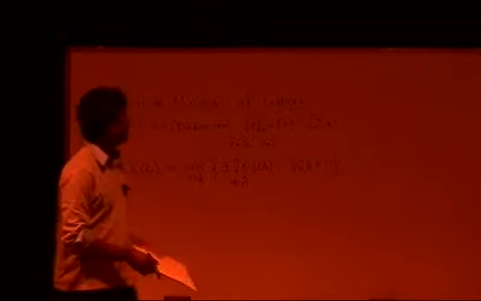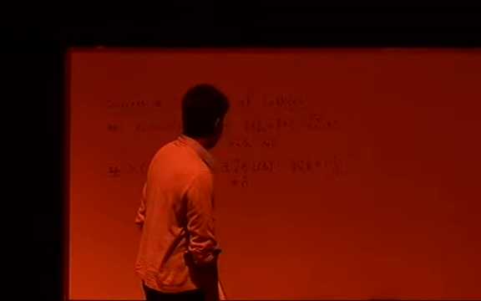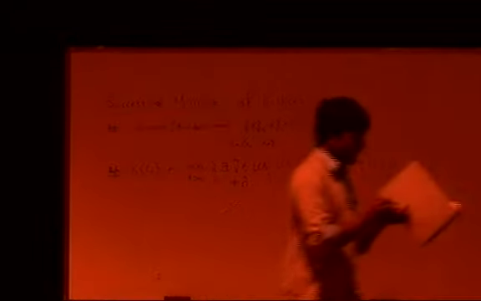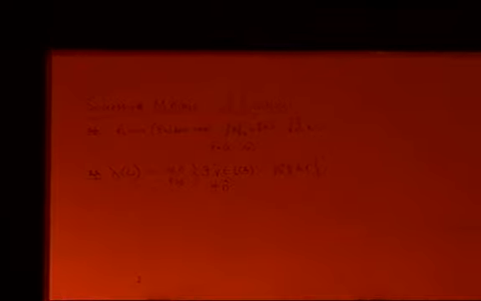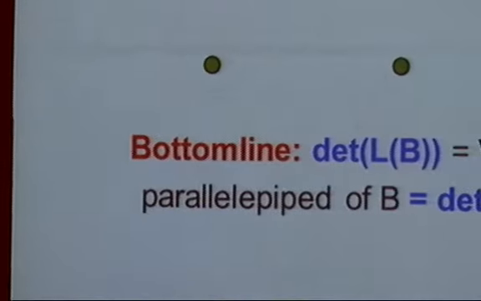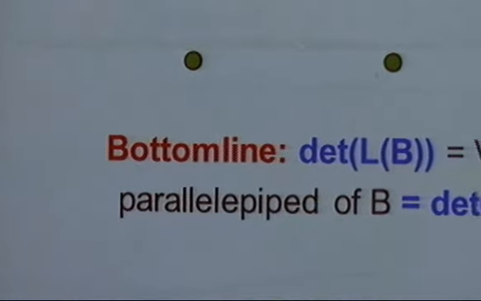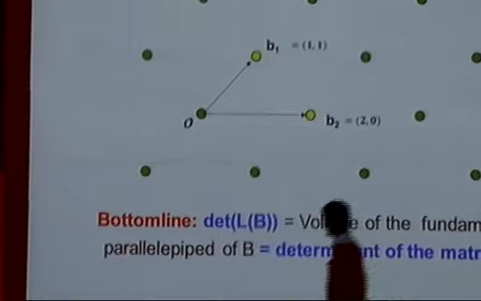I want to put up the example again. It's good that we have it. Can anyone tell me what's the shortest vector in this lattice? 1, 1, whose length is square root 2. So the L2 norm is square root 2. There you go.